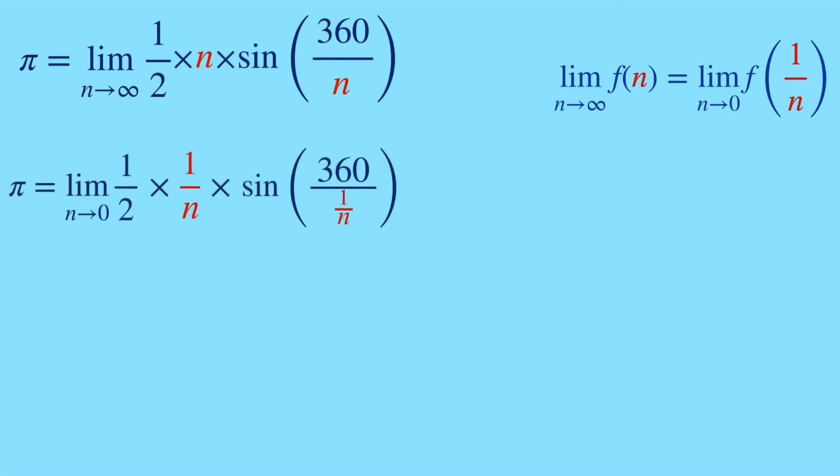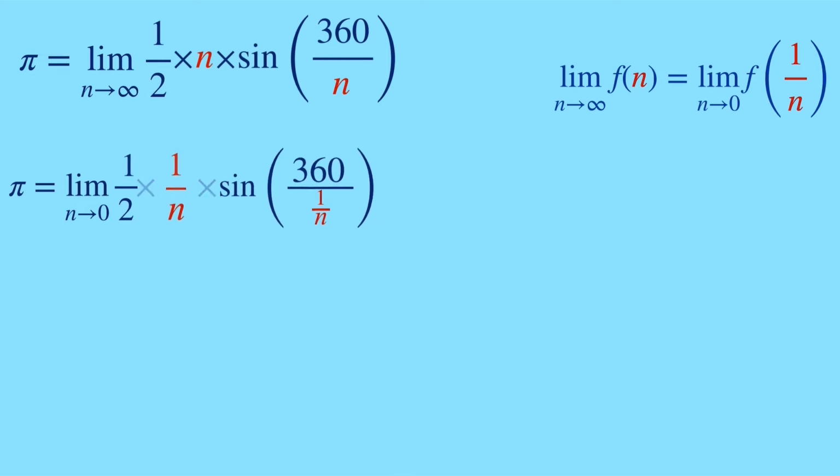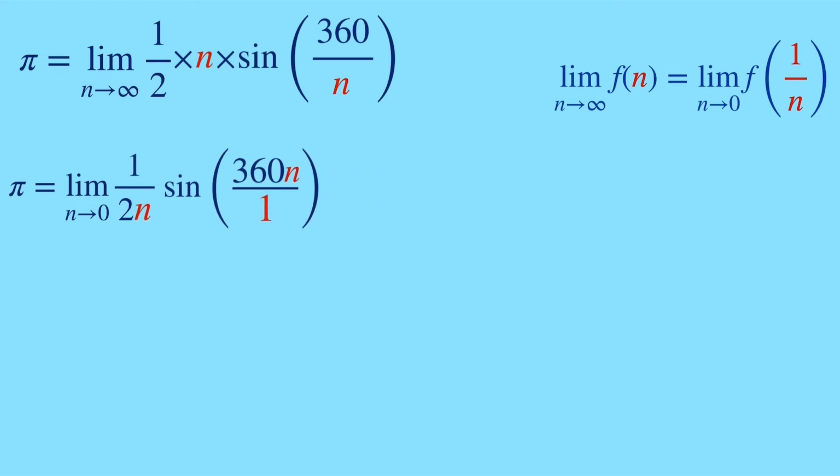What we then need to do is substitute n for 1 over n within the limit. And that gives us, if we use simplification, 1 over 2n times sine 360 over n, or even in a better form, sine 360n over 2n. So in full, pi is equal to the limit as n goes to 0 of sine 360n all over 2n. And that gives us something. It's a better form of the limit, but it's not its final form yet.